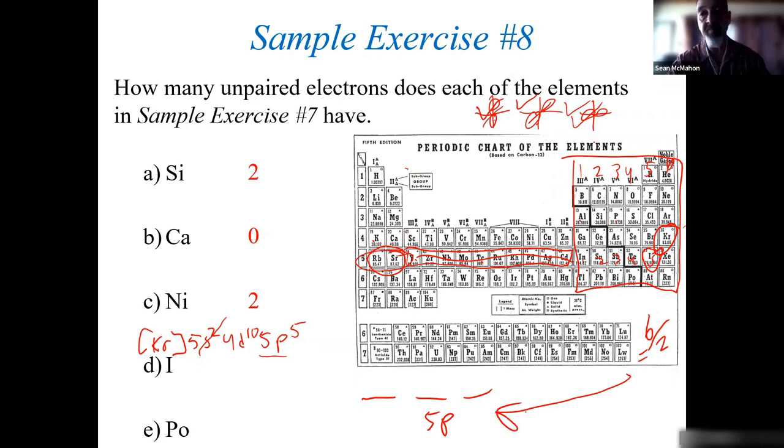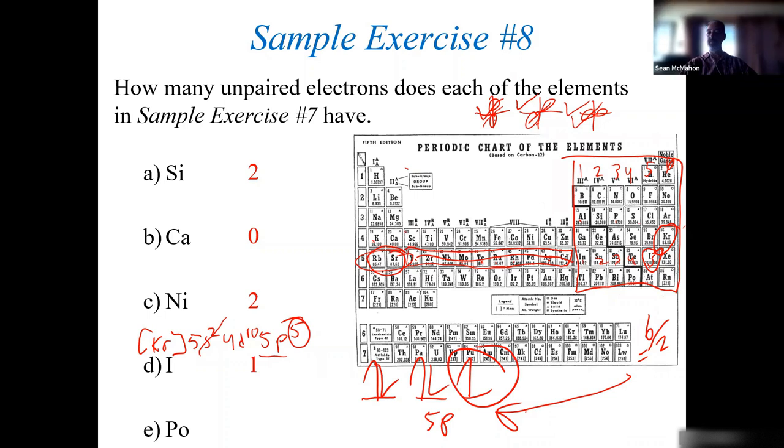They're the same shape as 2p, 3p, 4p, but if they're in the 5th energy level, they're just further away from the nucleus, but they have the same shape. And that sublevel only has 3 5p orbitals. I'm a 5p5, so I go 1, 2, 3. They're all halfway filled. 4, 5. There's only 1 unpaired electron.